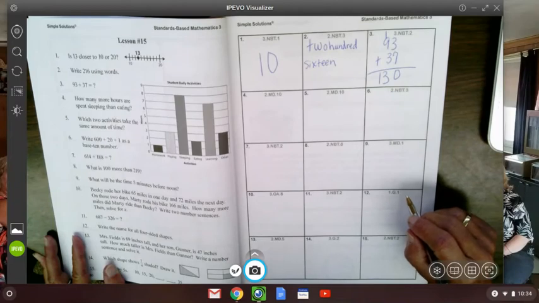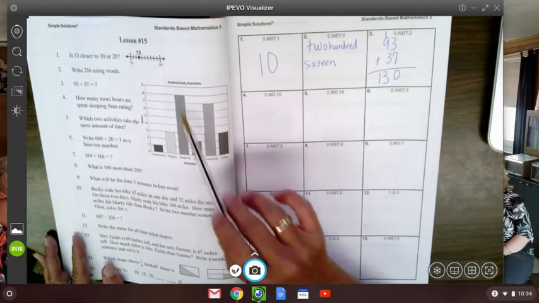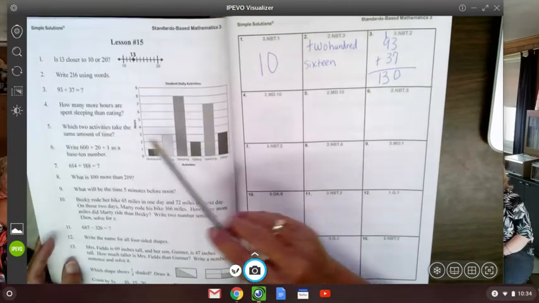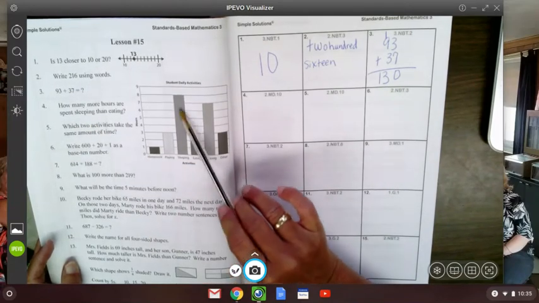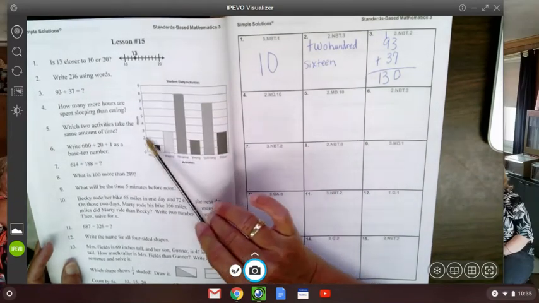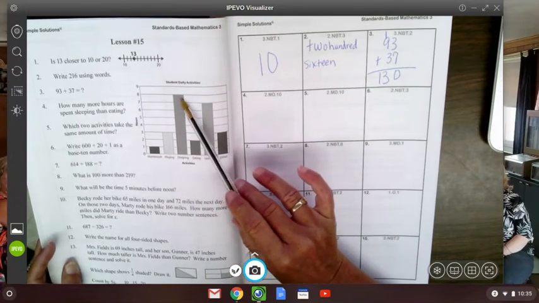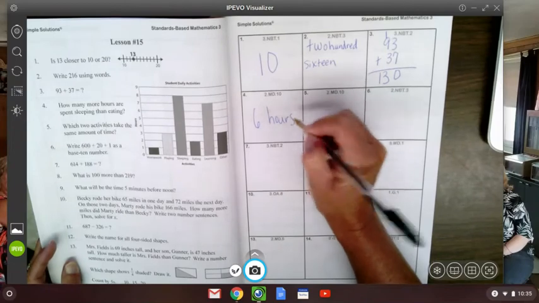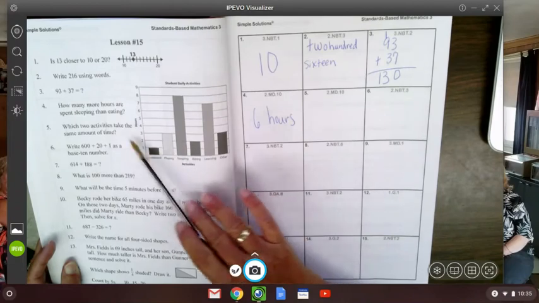4. How many more hours are spent sleeping than eating? I have to go down here to activities. This is a graph. You have to read the graph. It says student daily activities. Hours on this side, activity on this side. I have to find the sleeping, which is 8, go to 8, see where it stops, and the eating, go see where it stops. How many more hours are spent sleeping than eating? That is a subtraction problem. 8 minus the 2, 6 hours, or 6 more.